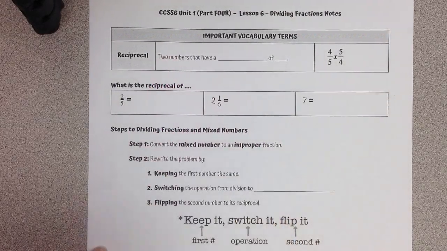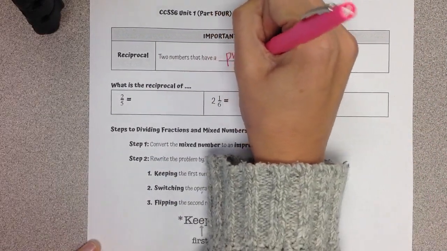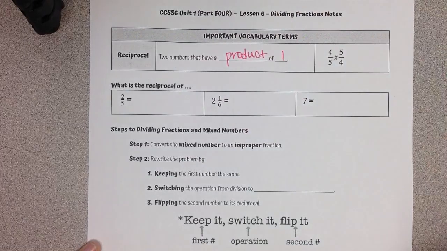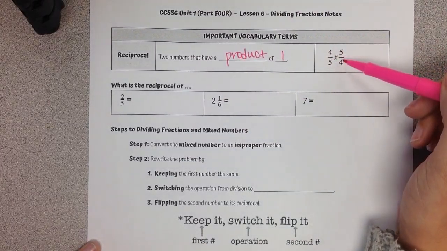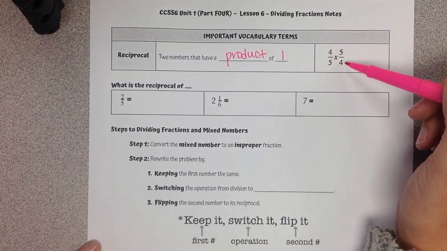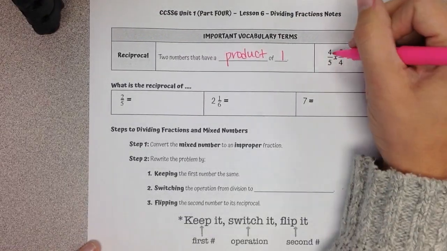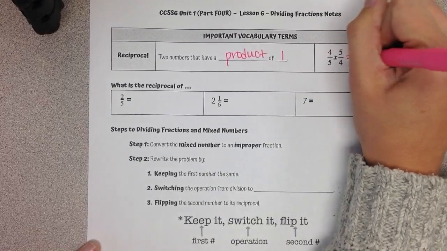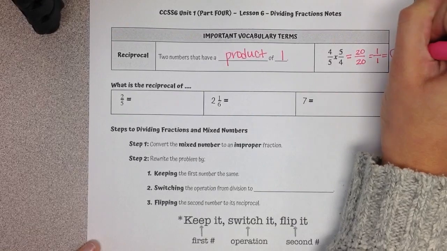Reciprocals are two numbers that have a product, so that's the answer to a multiplication problem, of 1. For example, 4/5 and 5/4 are reciprocals. If we multiplied those, 4 times 5 is 20, 5 times 4 is 20, that equals 20/20, or 1, right?